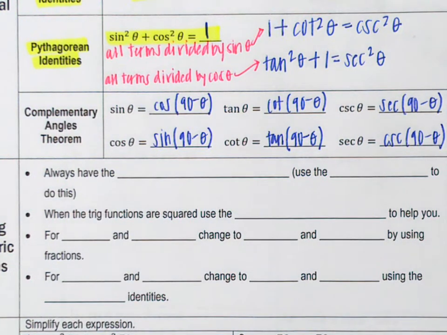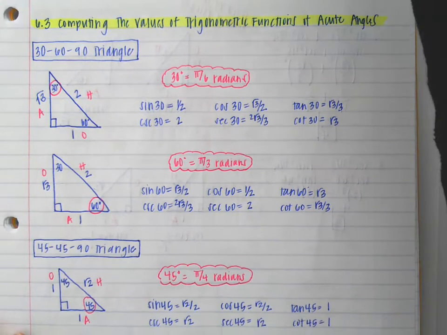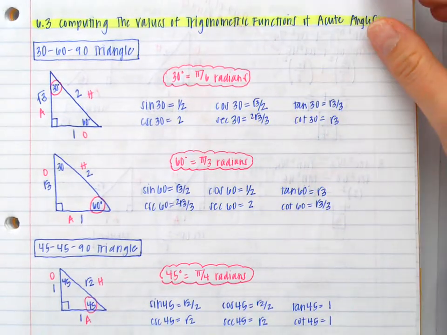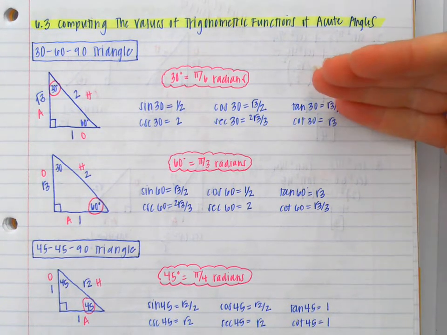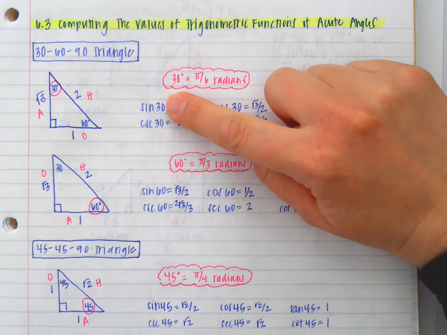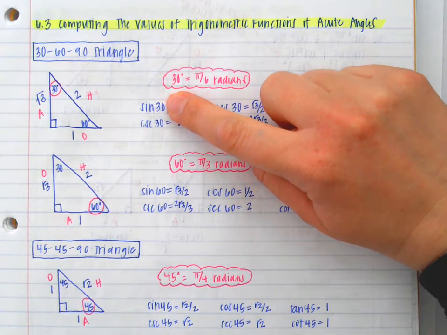If you want to look back, I'm going to look back for you. If you look back into notes from when we were together in class, we did this page here, and we looked at 30, 60, 90 triangles. Now, what the complementary angles theorem was saying is that the complement of whatever angle you have for sine is going to be the same as cosine. So the complement of 30 would be 60, right? Because 30 plus 60 is 90.